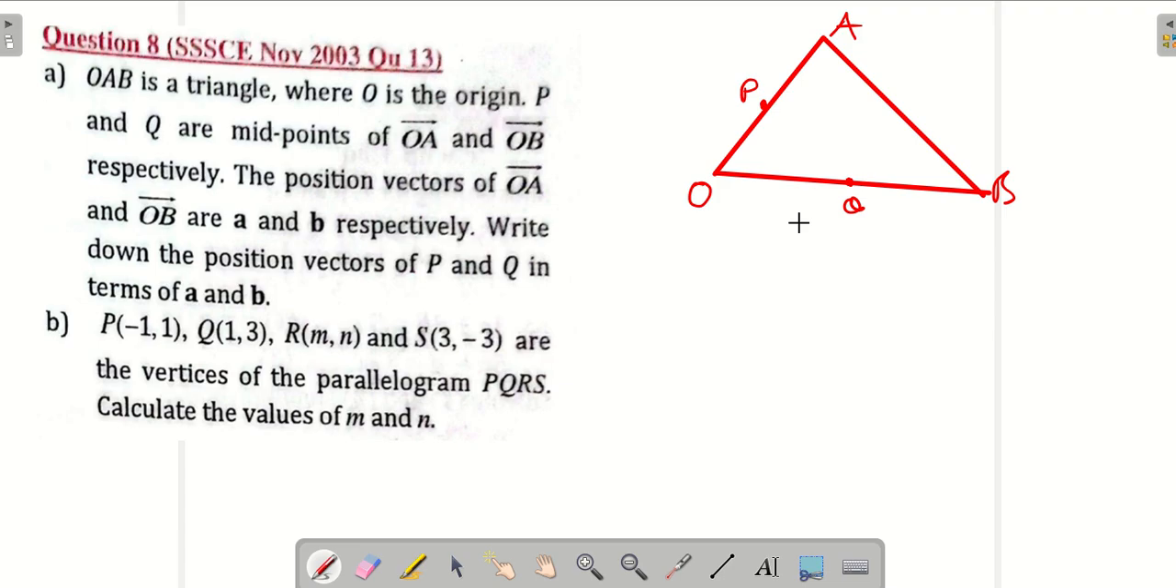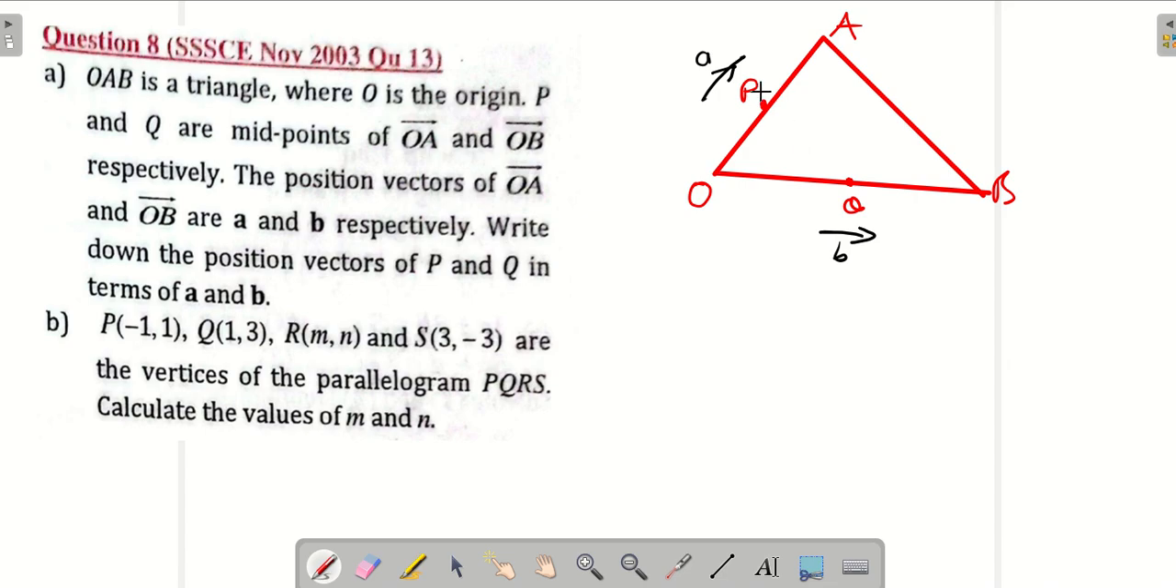Respectively. The position vectors of OA and OB are A and B respectively. So let's also take their position vectors. From O to A is what? A. And from O to B is what? Is B. Write down the position vectors of P and Q in terms of A and B.